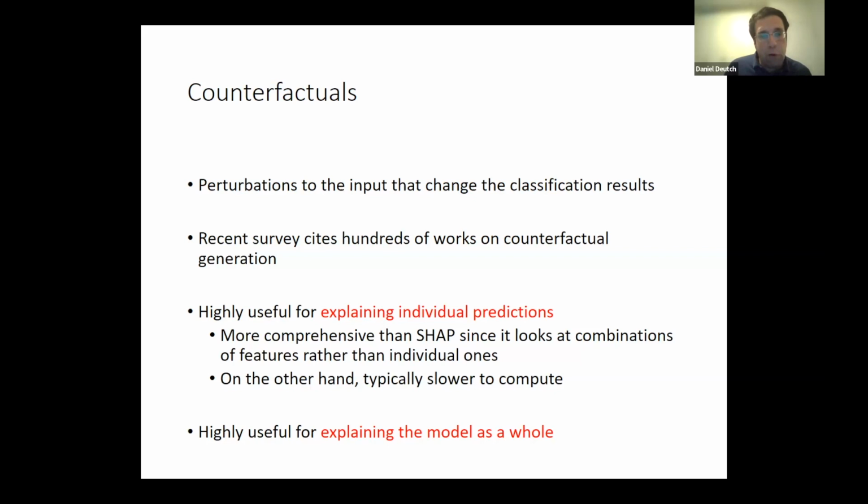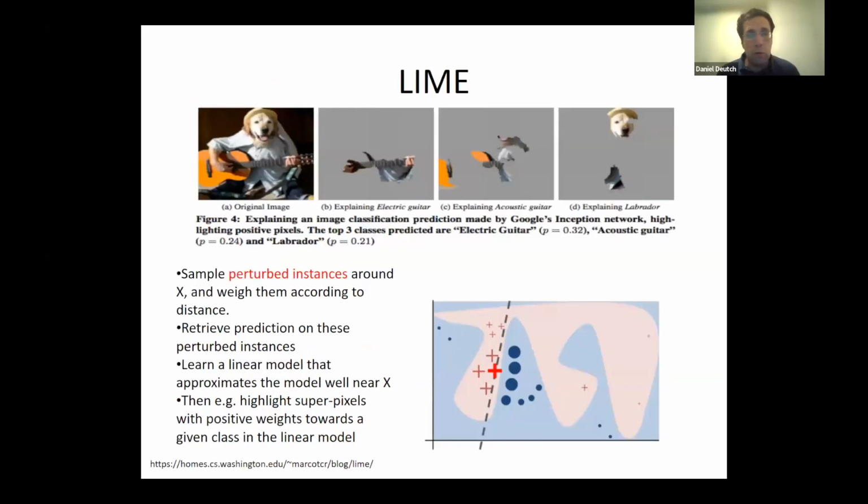It's highly useful both for explaining individual predictions, which was the use case that I talked about in the context of SHAP. So we have a prediction, we want to understand why. We can either quantify the contribution of each individual feature, or say these features together were very influential. On the other hand, it's typically slower to compute in this use case than SHAP, which is why SHAP is typically preferred for this use case. On the other hand, it's highly useful for explaining the model as a whole. And I want to show you two or three very common examples.